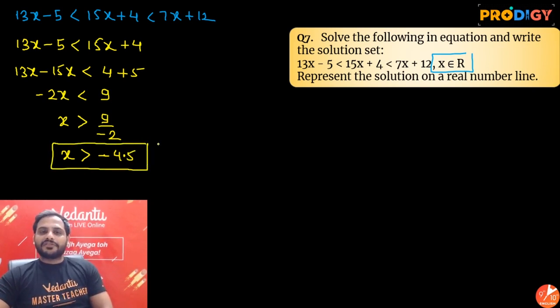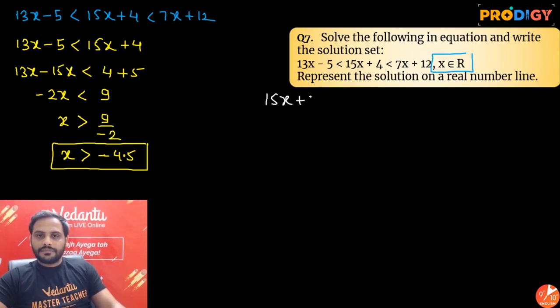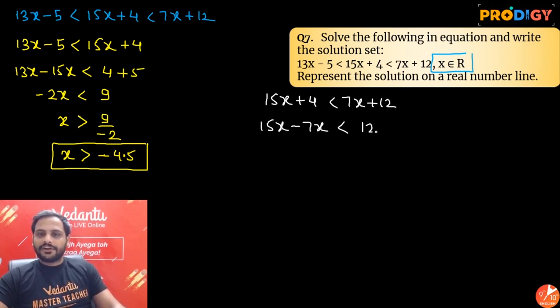X is greater than minus 4.5. Then the second inequation, beta, which we need to solve is 15x plus 4 is less than 7x plus 12. So shift 4 over there, 7x over here. So 15x minus 7x is less than 12 minus 4. So here you are getting 15x minus 7x is 8x is less than 12 minus 4 is 8. So I can say x is less than 8 by 8, which is equal to 1.